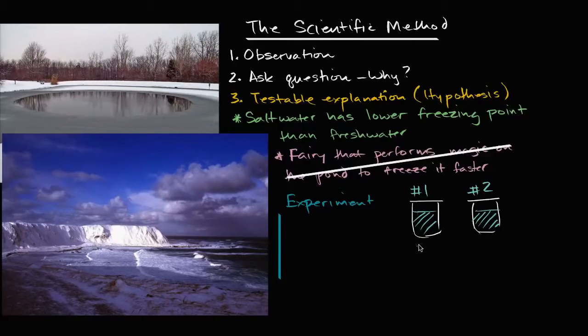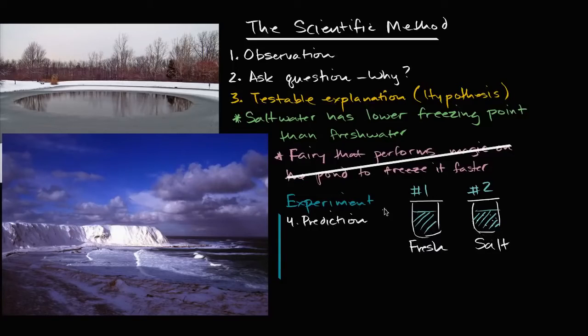So this one is fresh, very fresh. In fact, far fresher than what you would find in a pond. It's distilled water. And then over here, this is salt water. You wouldn't see the salt, but just for our visuals, you depict it. And then we would make a prediction, and we could even view this as step 4. Our prediction: we predict that the fresh water will freeze at a higher temperature than the salt water.